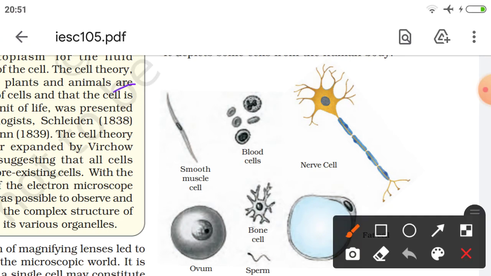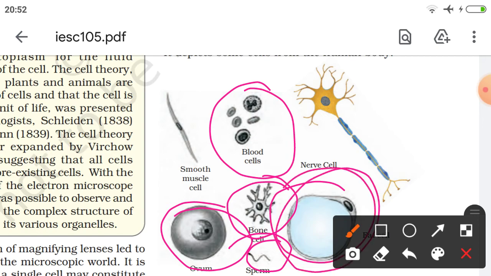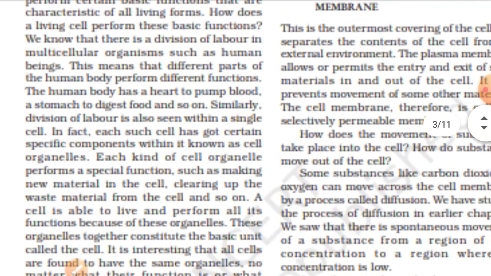After the nerve cell we have the smooth muscle cell, which is spindle shaped. After the spindle shaped cell, we have the blood cells, which are disc shaped. Ovum, a larger cell, bone cell, sperm, and this fat cell. So different cells have different shapes according to their functions.